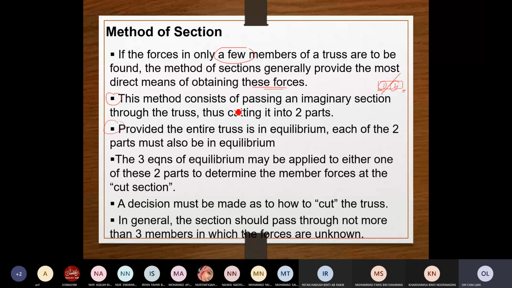The third one, provided the entire truss is in equilibrium, each of the two parts must also be in equilibrium. So we always talk about equilibrium. Once we cut into these two parts, part one of the truss and part two, when you analyze it, both of them must be in equilibrium. So what is the meaning of equilibrium?